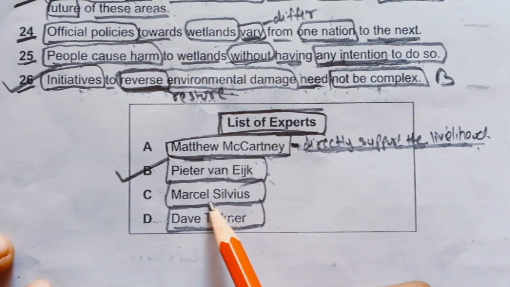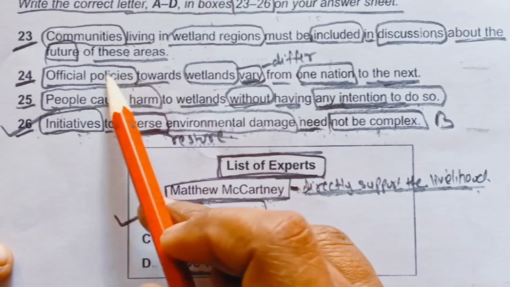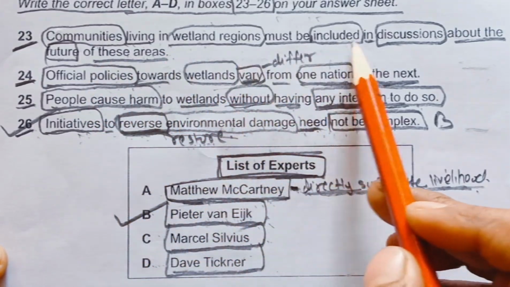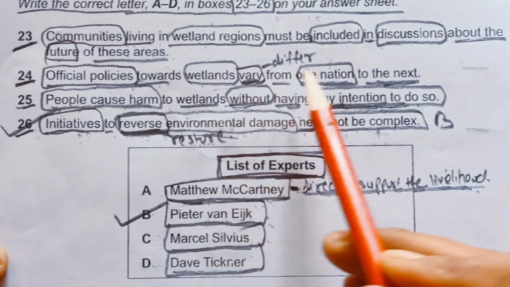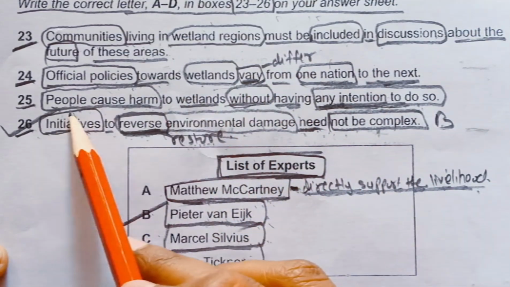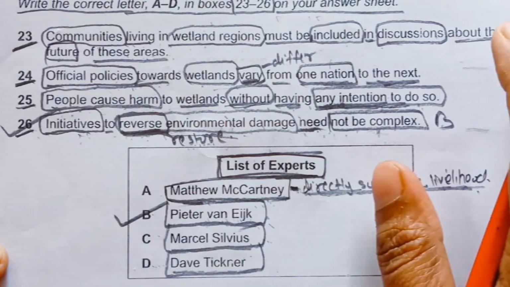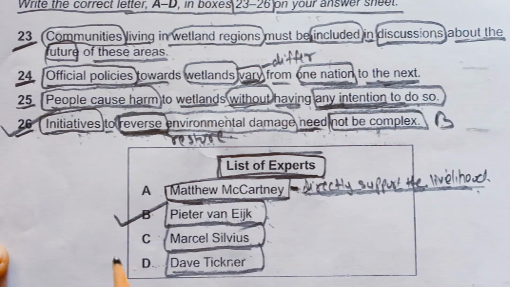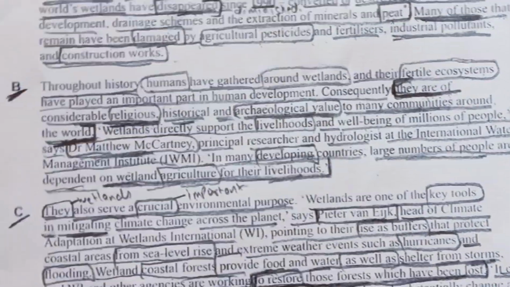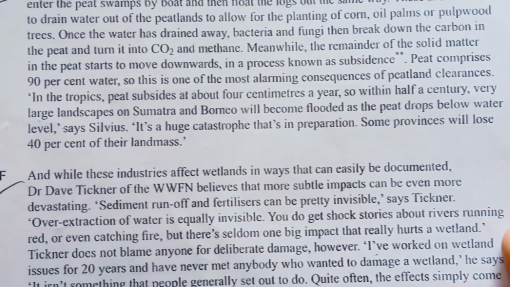We have seen this Markel Sylvius. Let's see. Communities living in wetland must be included. This we have not seen. Official policies towards wetland vary. This also we have not seen. And people cause harm to wetlands without having intention. So these three things we have not seen. So we will move forward towards our next paragraph, that is E paragraph. Now let's quickly read it and find our answers.